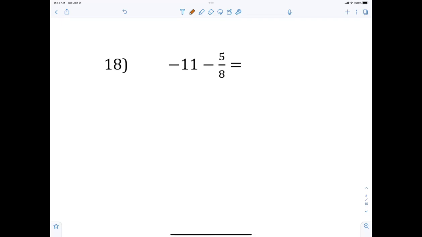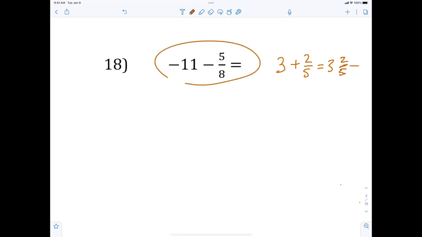You can get that answer, but if I said this to you, what's 3 plus 2/5? That's correct. So now, what's this answer? Yes, but don't forget it's what? Negative 11 and 5/8. That makes sense now, right?